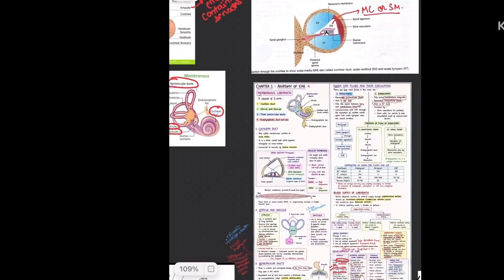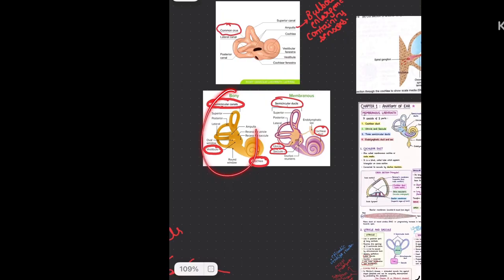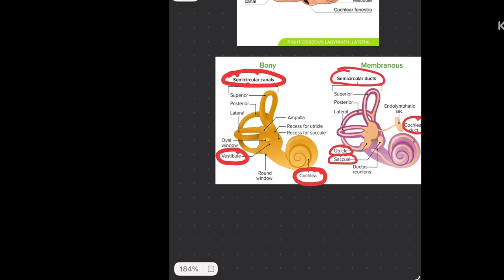Okay, so this is the bony labyrinth. It is made up of the cochlea, semicircular canals, and the vestibule. The vestibule is basically a connecting part of both of them. So separately we are going to talk about each one. Let's talk about the vestibule first. If you see, this is the vestibule that is connecting the cochlea with the semicircular canals.